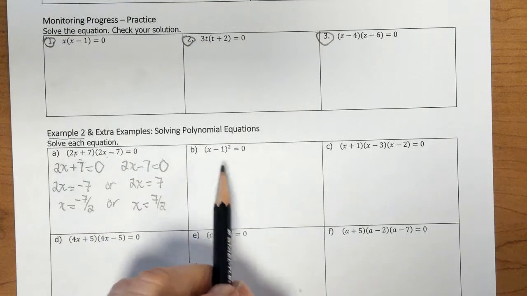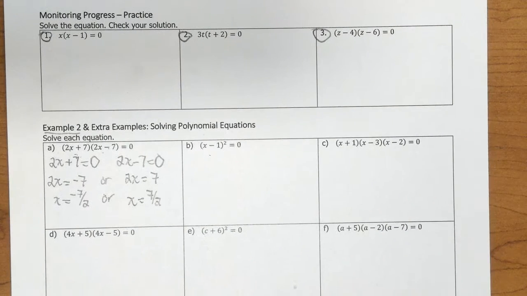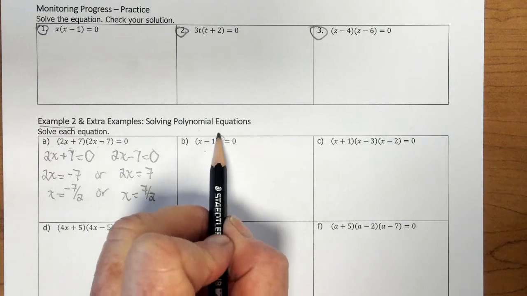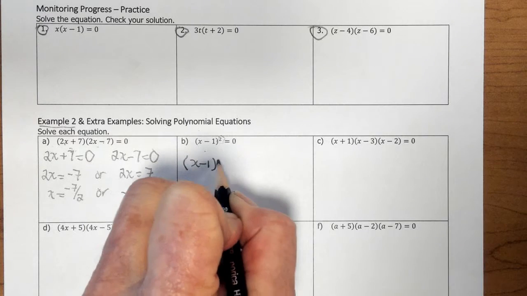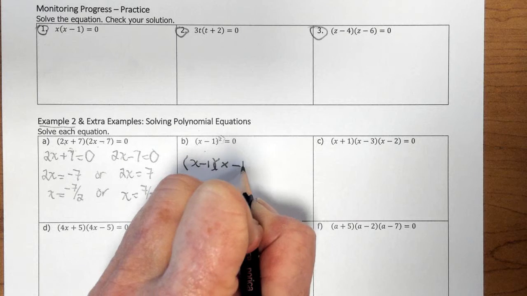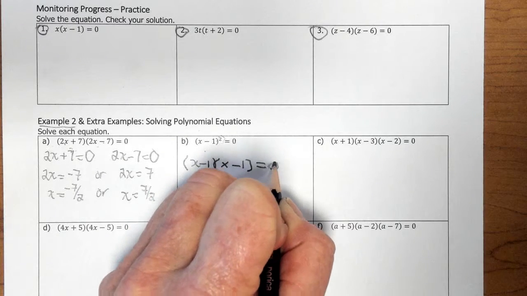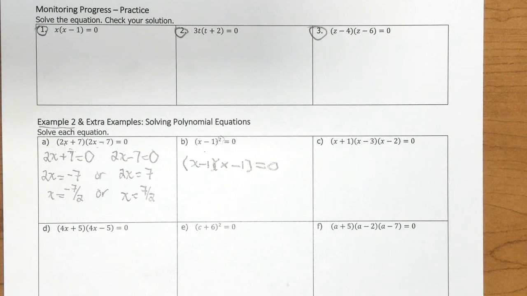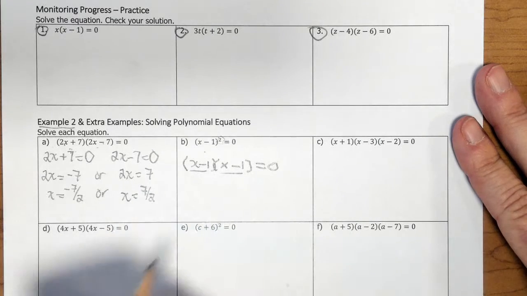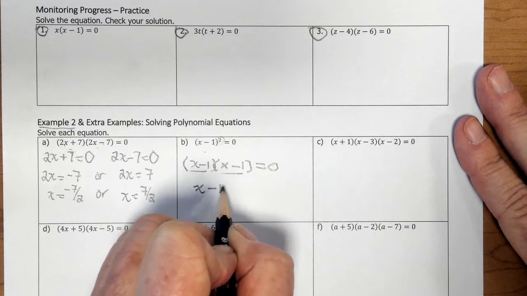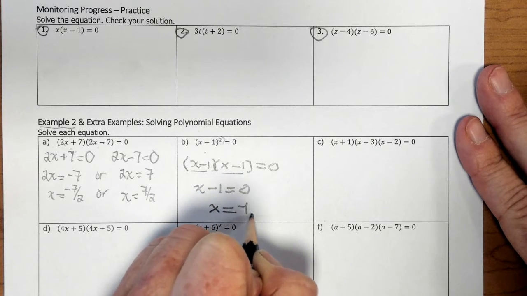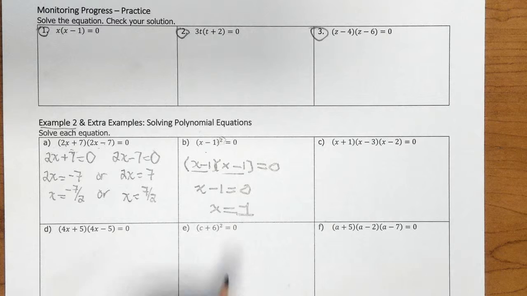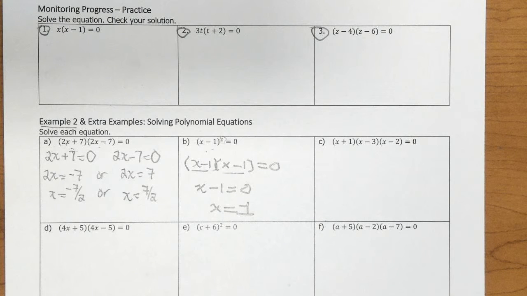Take a look at B. So I need to remind you, what does that square mean? That square means I can write it twice. So x minus 1 times x minus 1, and that's all equal to 0. Well, I've got two factors that are the same. Therefore, I can set one of those equal to 0 and solve for x. X is equal to 1. And I know that that will work up there in that equation, making it 0.